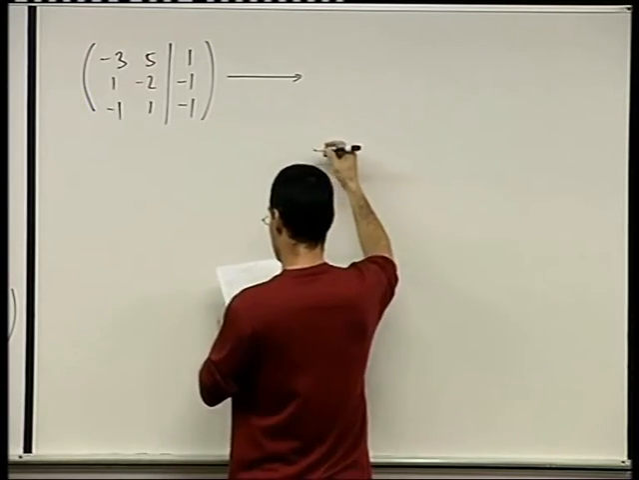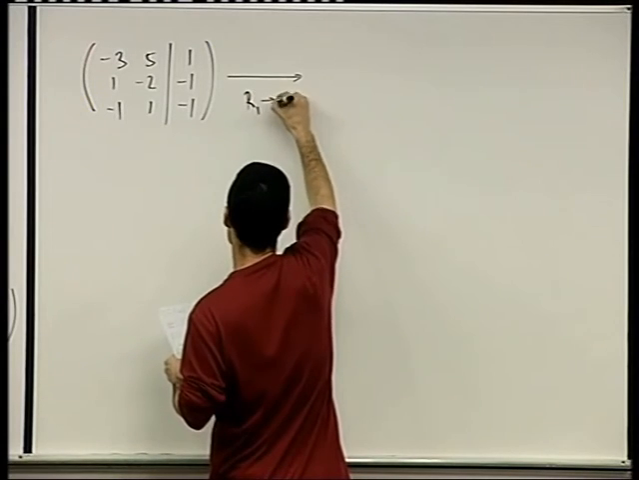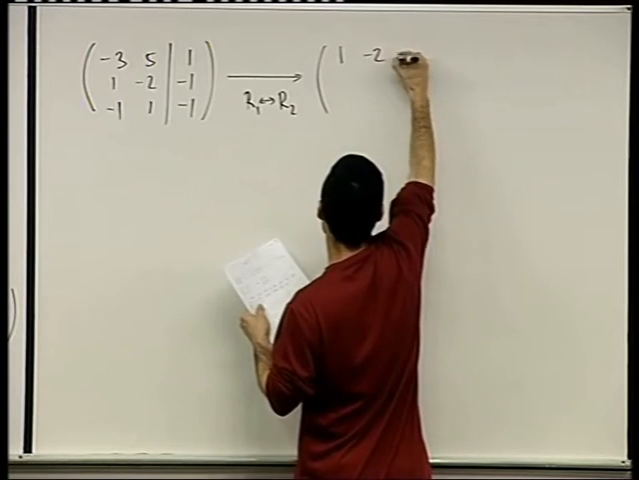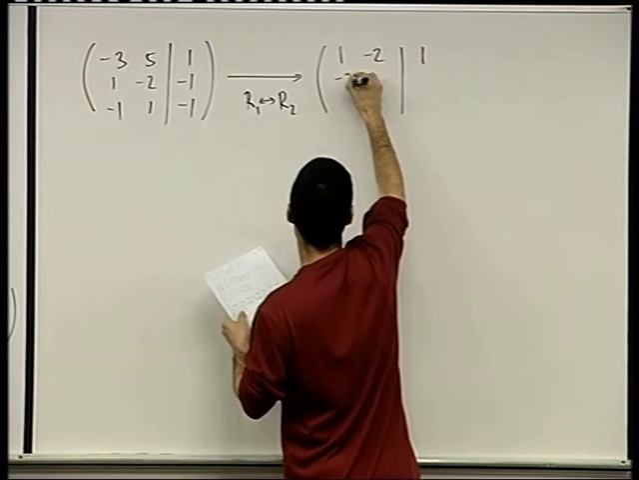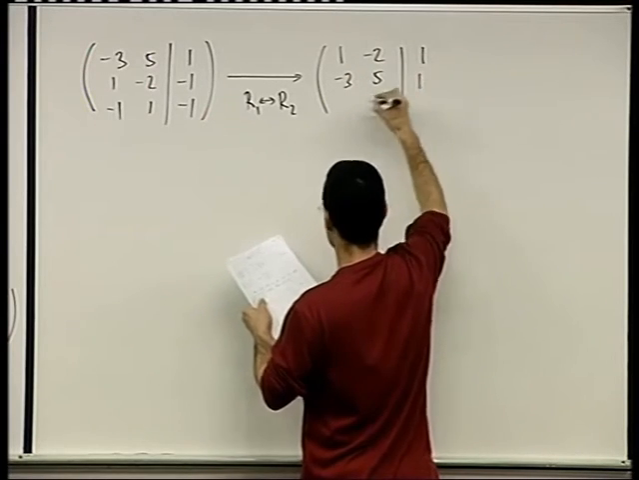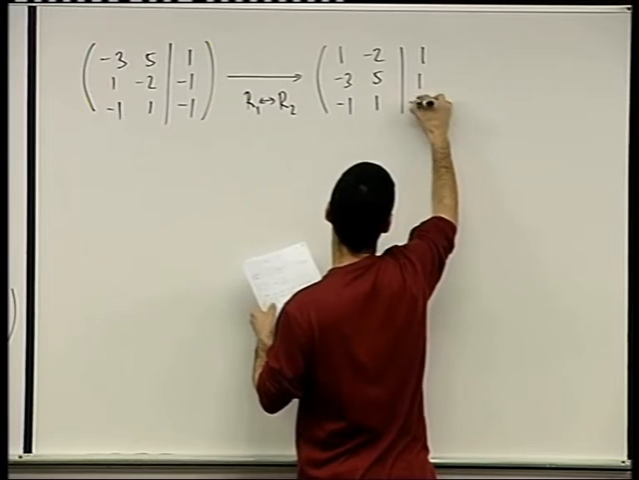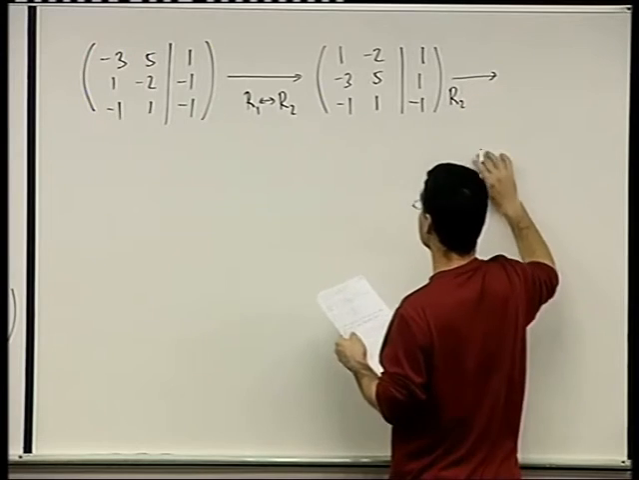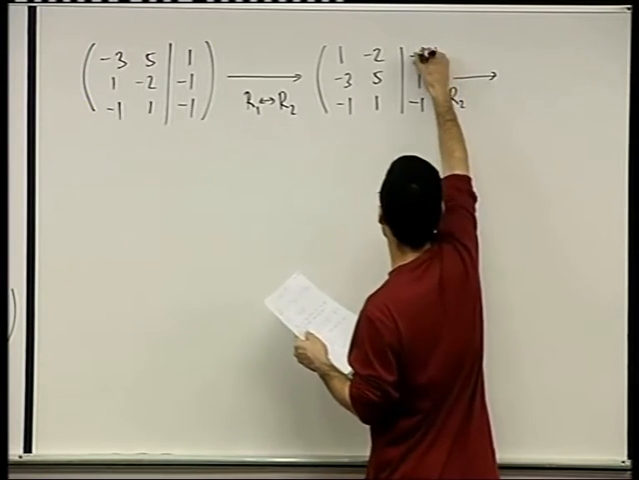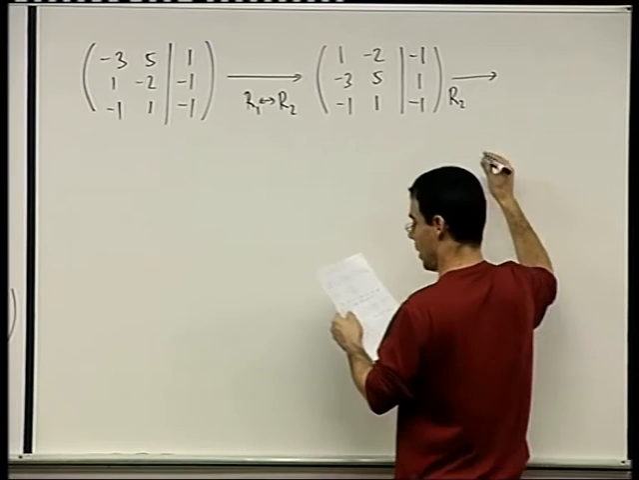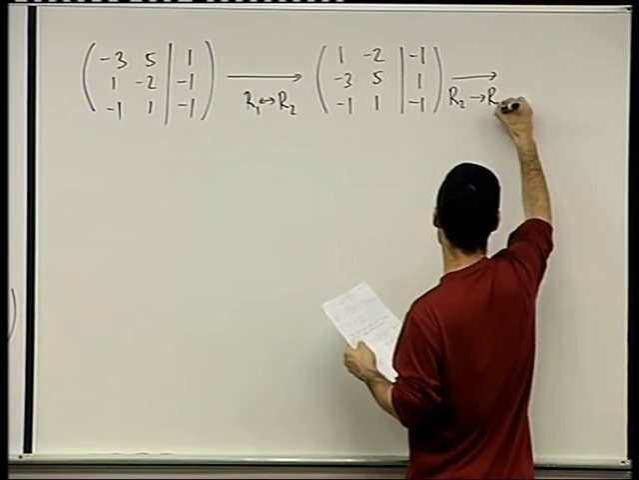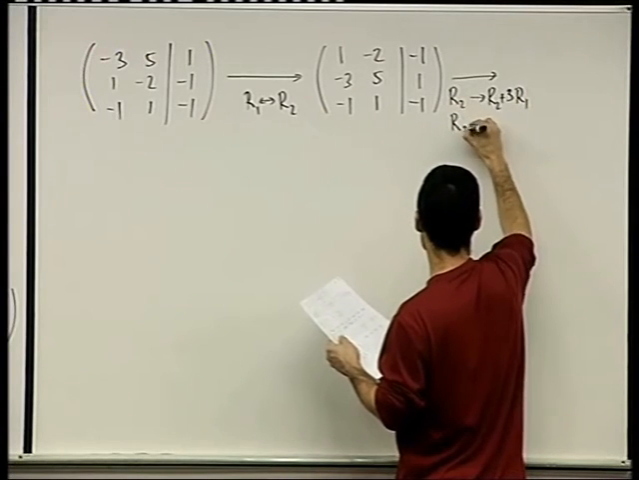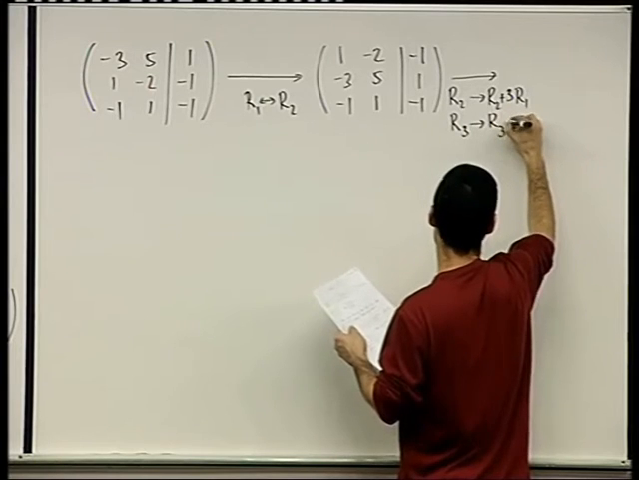So the first thing I'm going to do is switch rows 1 and 2. So I'm going to get 1, negative 2, 1, negative 3, 5, 1, and negative 1, 1, negative 1. Now I'm going to take... It should be minus 1, top right. Top right, negative 1. You're right. Thanks. R2, I'm going to replace by R2 plus 3R1. And R3, I'm going to replace by R3 plus R1.